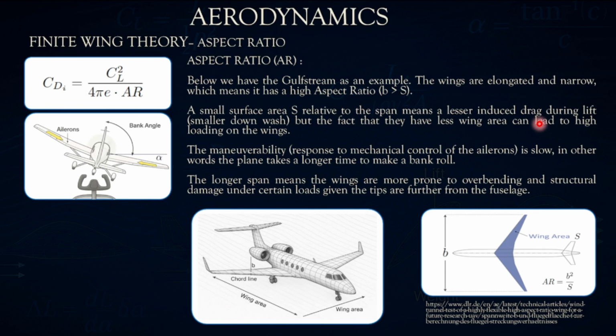As a reminder, for curved shaped wings, the aspect ratio is b squared over S, versus b over c, c being the chord line, for rectangular wing aircraft, the ones that were used in the First World War, for example. A small surface area S relative to the span means lesser induced drag during lift due to a smaller downwash, but the fact that they have less wing area can lead to high loading on the wings. So the wings bend, and they can actually break at much higher speeds.